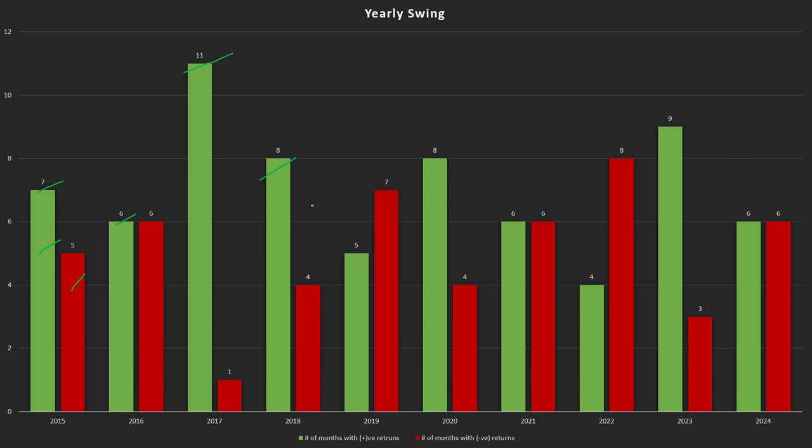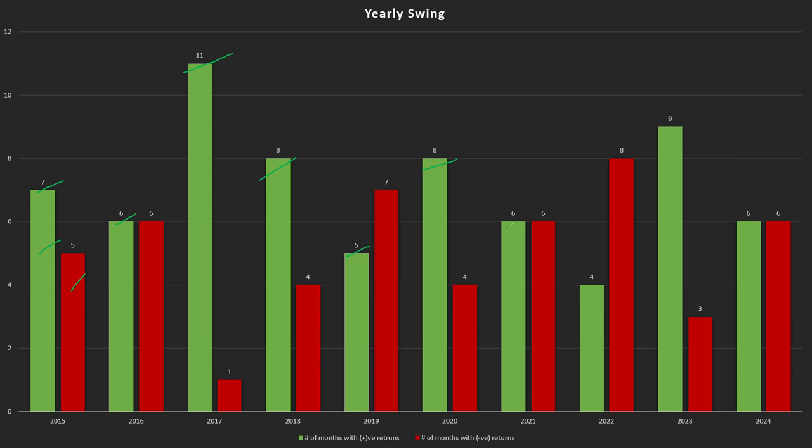So again, okay year. 2019, only 5 out of 12 months gave positive returns. So not a good year for this sector. 2020 seems to be an okay year for the sector with 8 months giving positive returns.